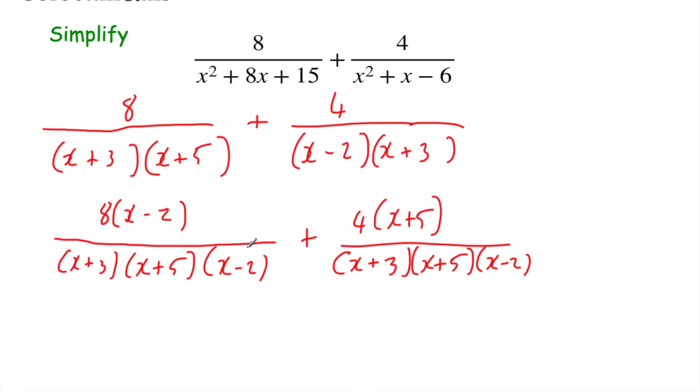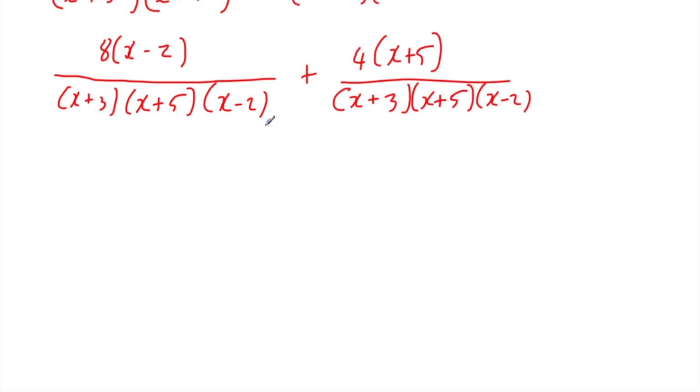So that's fantastic. So we've now got two fractions with the same denominators. I'm now going to expand the brackets on the numerators to see what we get. Then we're going to add together the fractions, and then we're going to check and see if we can cancel it down at the end.